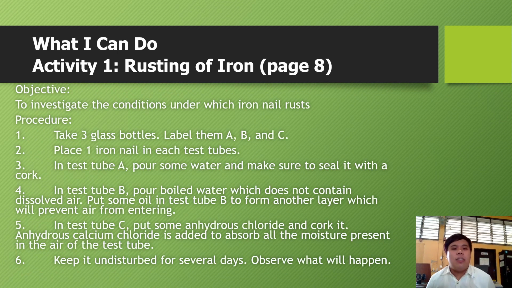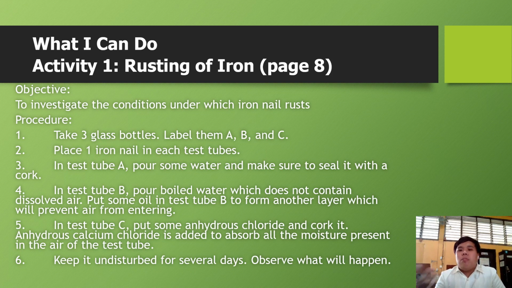Okay, last activity. This is activity 1 for module 4, rusting of iron at page 8. Objective: to investigate the conditions under which an iron nail rusts. So if you say rust, so taya or taay. Procedure: take 3 glass bottles, label them A, B, and C.